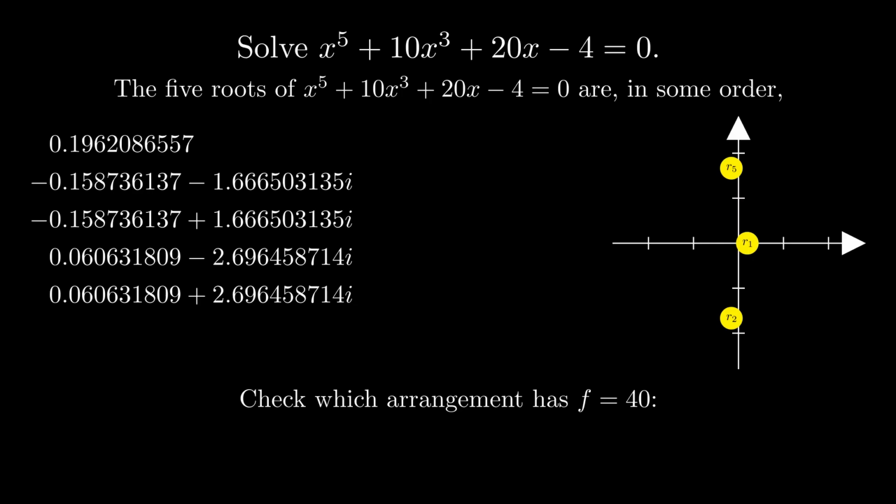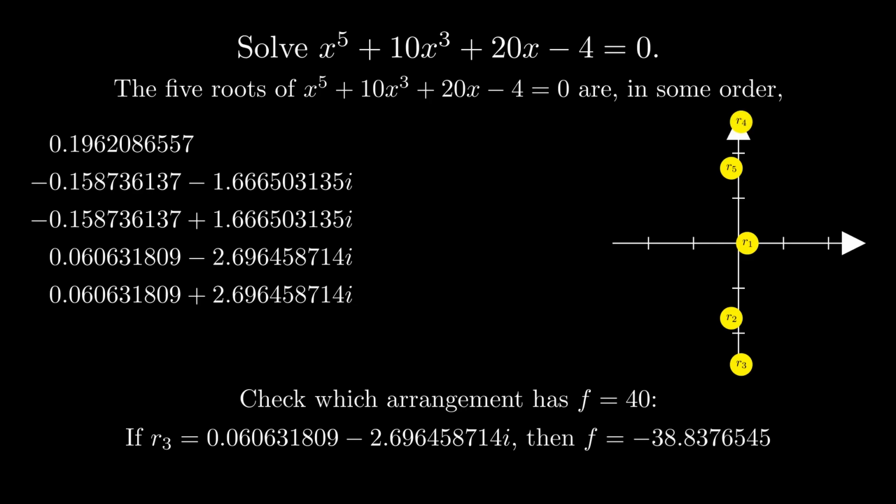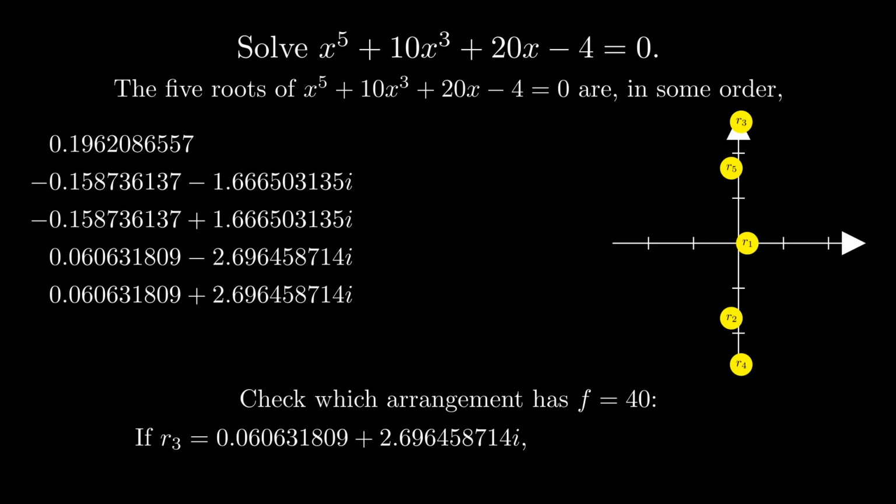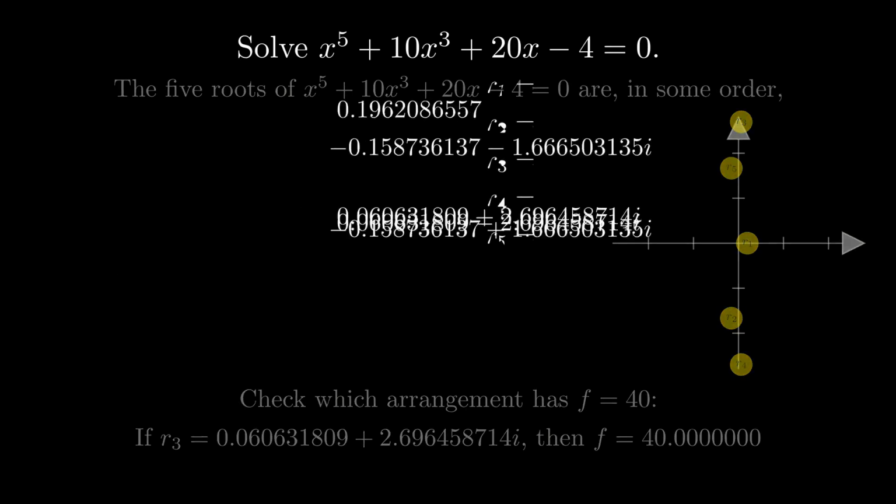Then to decide which of the bottom 2 roots is R3 and which is R4, remember our equation for f, the projection of that polynomial. If R3 is the 4th root in this list, and R4 is the 5th, the computation for f gives negative 38.838. Close, but no cigar. So swapping them and computing the value of f, we actually compute f equals 40 up to machine precision. Thus, we line them up as such.